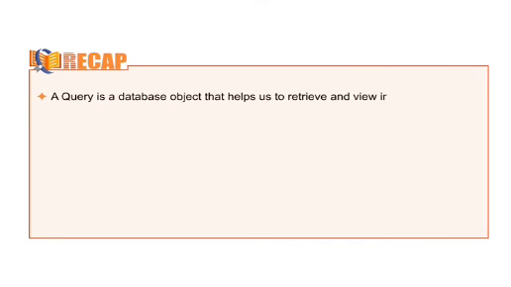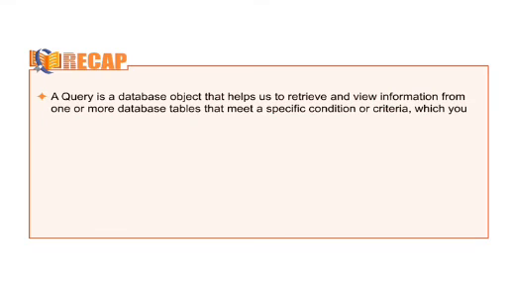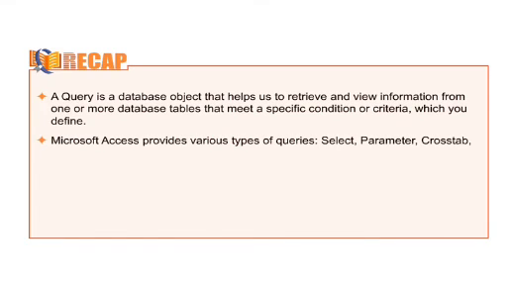Okay, students, let us take a recap of this chapter. A query is a database object that helps us to retrieve and view information from one or more database tables that meet a specific condition or criteria which you define. Microsoft Access provides various types of queries: select, parameter, crosstab, action, and SQL query.